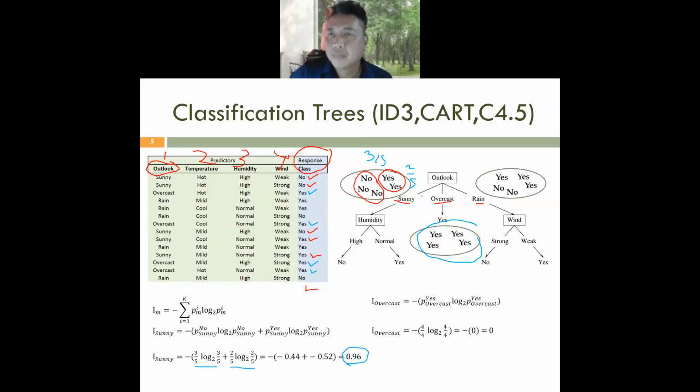Over here, we have 4 yeses. So that means we have 4 over 4, log 2 of 4 over 4. So this is 1, and log base 2 of 1 is equal to 0. So we will have 0 here, meaning this indicates the purest group that we have.